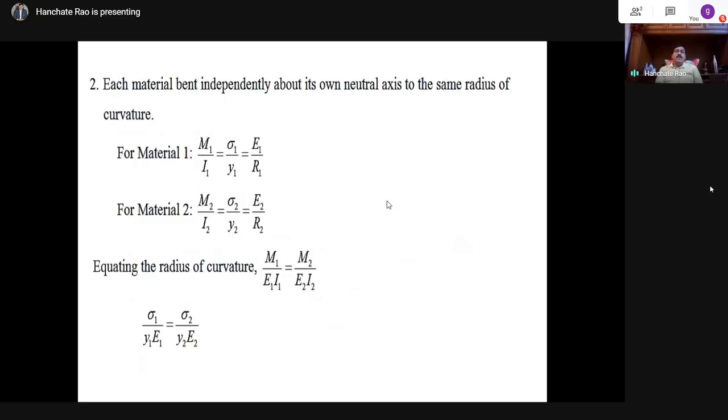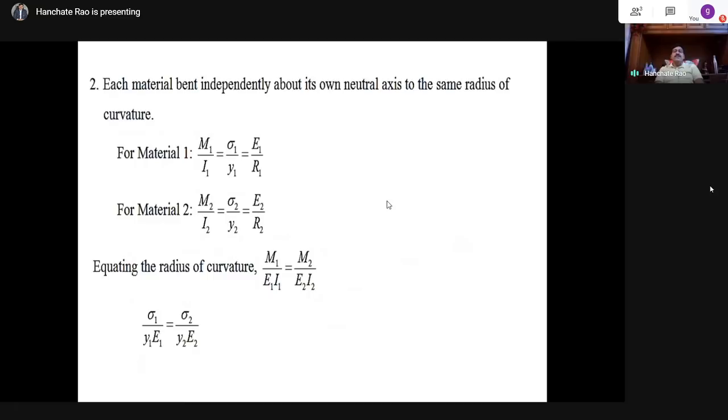If you take material 1, M1 by I1 is equal to sigma 1 by y1 is equal to E1 by R1. Similarly for material 2, M2 by I2 is equal to sigma 2 by y2 is equal to E2 by R2. So what is the radius of curvature here? Radius of curvature is equal to M1 by E1 I1 and M2 by E2 I2. Because the radius of curvature is the same, we can write M1 by E1 I1 is equal to M2 by E2 I2. Similarly, we can write sigma 1 by y1 E1 is equal to sigma 2 by y2 E2.